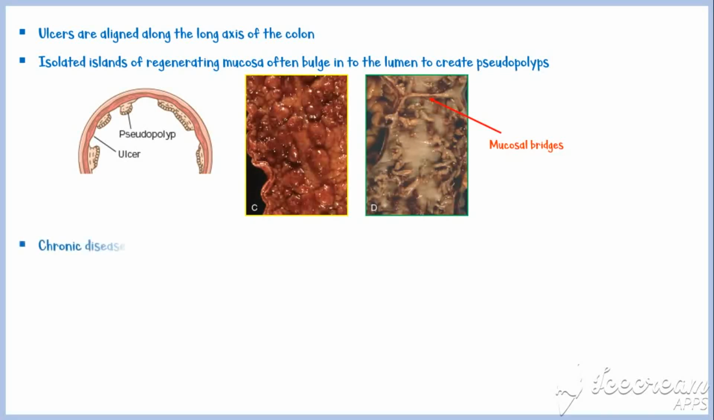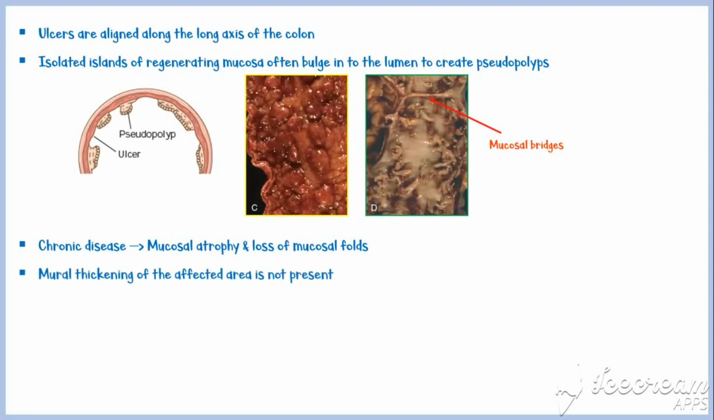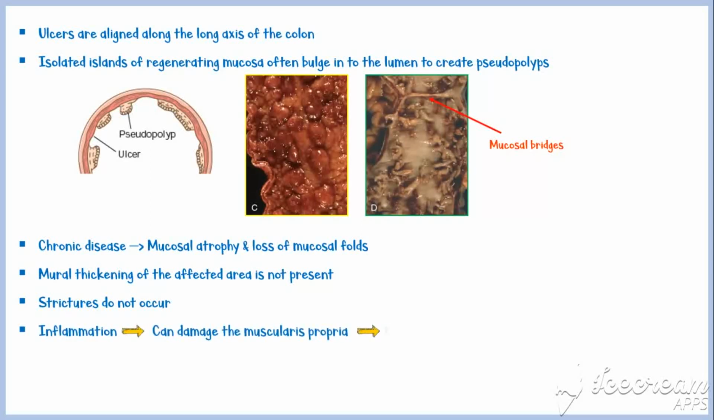Chronic disease may lead to mucosal atrophy and loss of mucosal folds. Unlike in Crohn's disease, mural thickening of the affected area is not present and strictures do not occur. However, inflammation can damage the muscularis propria and disturb neuromuscular function, leading to colonic dilation and toxic megacolon, which carries a significant risk of perforation.